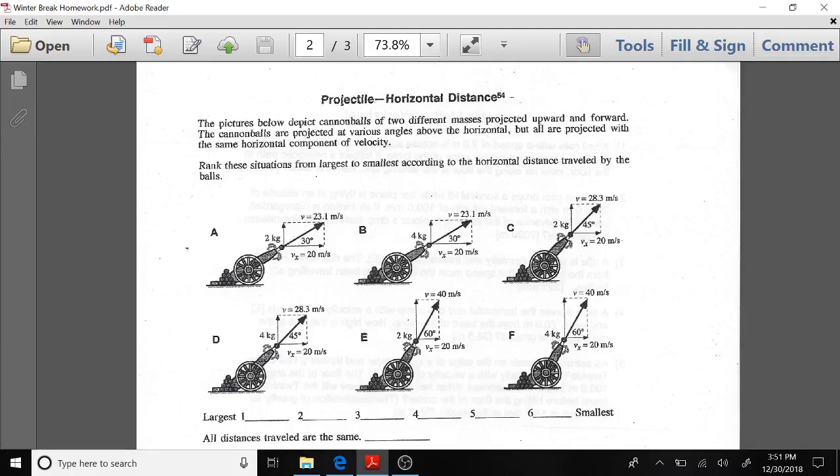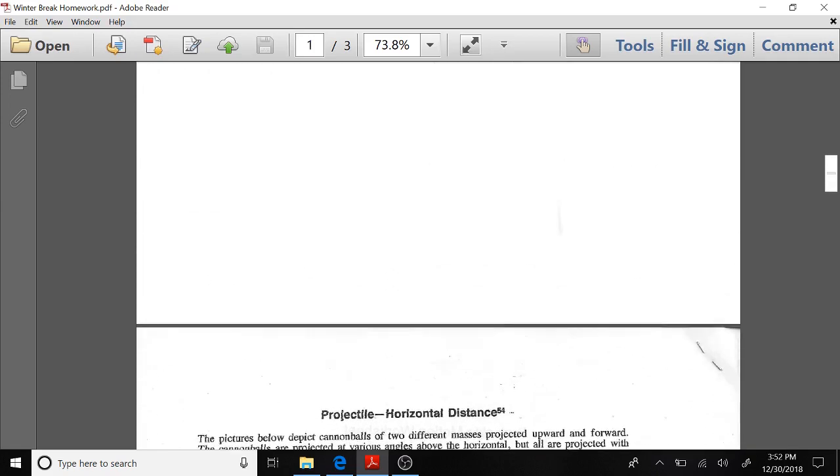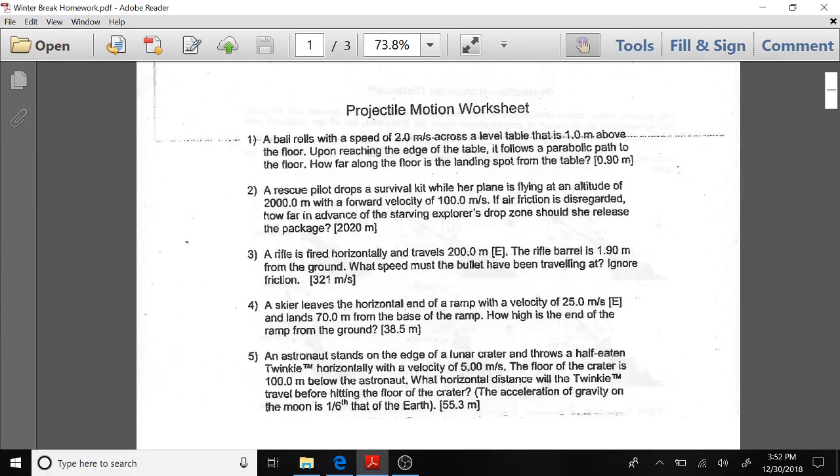Okay, everyone, in this video I want to take the time to show you guys the mathematical steps needed to solve for the horizontal distance of each cannonball in this particular ranking task. Now, notice that the mathematical steps needed in this worksheet will be slightly different from the mathematical steps that we took in this worksheet here.